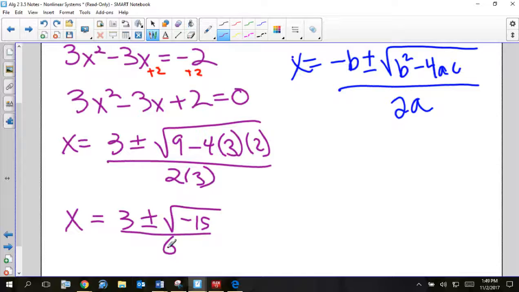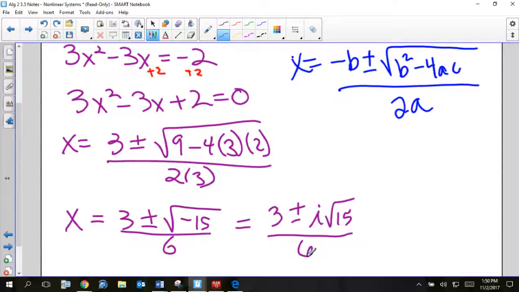And I'm going to stop for a second. What do I do when there's a negative under the square root? So I'm going to pull out that i, and I'm going to have 3 plus or minus i radical 15 over 6. What is our goal? To find where these graphs intersect. I'm trying to find the ordered pairs that they have in common. I just found that x is imaginary. Is that going to show up on a graph? So there's no real solution.